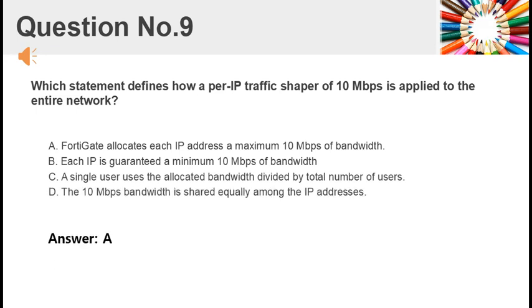Which statement defines how a per IP traffic shaper of 10 megabits per second is applied to the entire network? A. FortiGate allocates each IP address a maximum of 10 megabits per second of bandwidth. B. Each IP is guaranteed a minimum of 10 megabits per second of bandwidth. C. A single user uses the allocated bandwidth divided by the total number of users. D. The 10 megabits per second bandwidth is shared equally among the IP addresses. Answer: A.